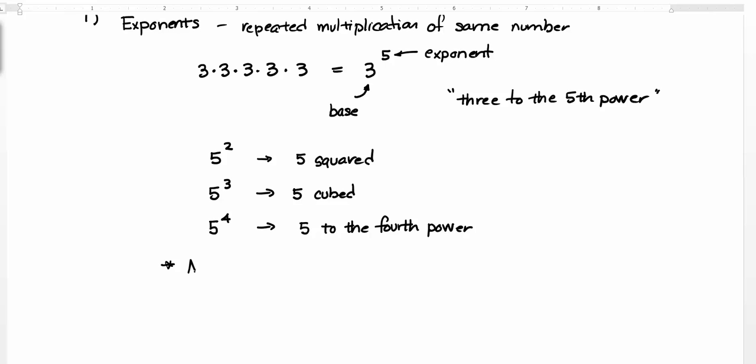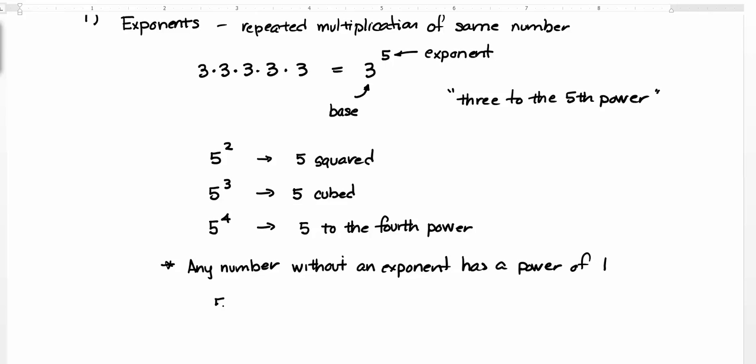And then just as a note, we've talked about 2, 3, and 4. Any number that doesn't have an exponent is assumed to have an exponent of 1, meaning 5 is simply the same as 5 to the 1st power. Okay?